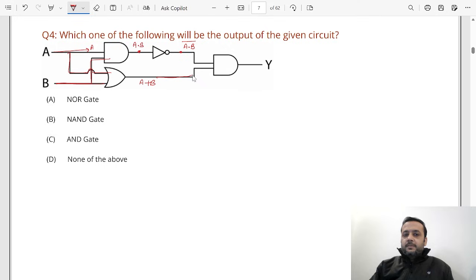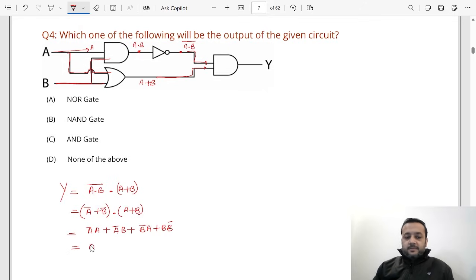And now this A plus B and this (AB) complement is going in the AND gate again. So the value of Y will be (A dot B) complement multiplied by (A plus B), because AND gate simply multiplies the inputs. Now using De Morgan's theorem, this (A dot B) complement can be written as A complement plus B complement, okay, dot of A plus B. And if you open this, this will become A bar into A plus A bar into B plus B bar into A plus B B bar.